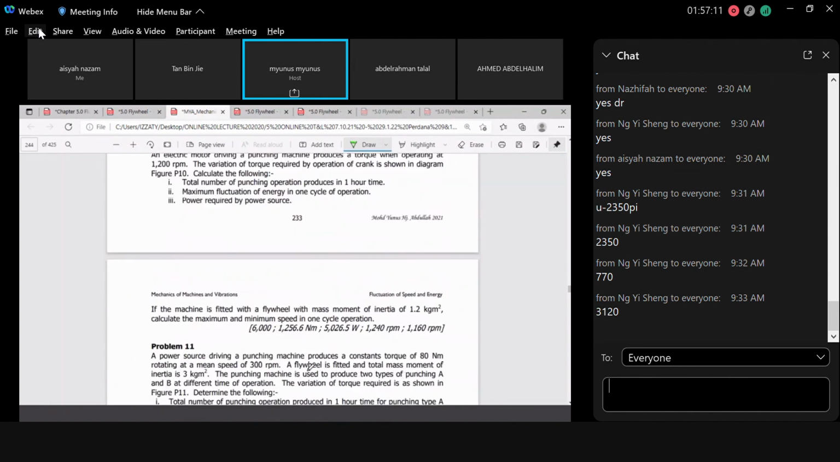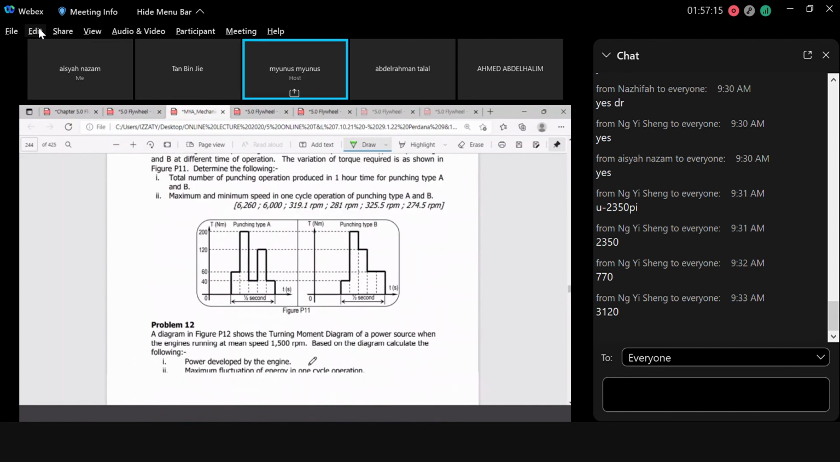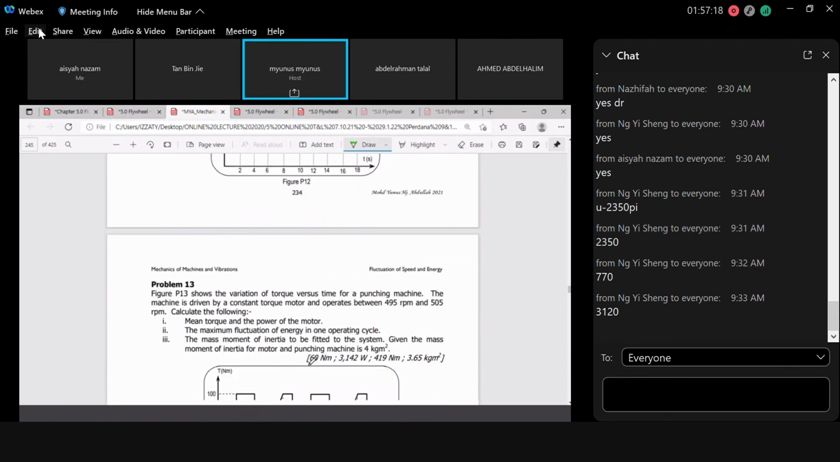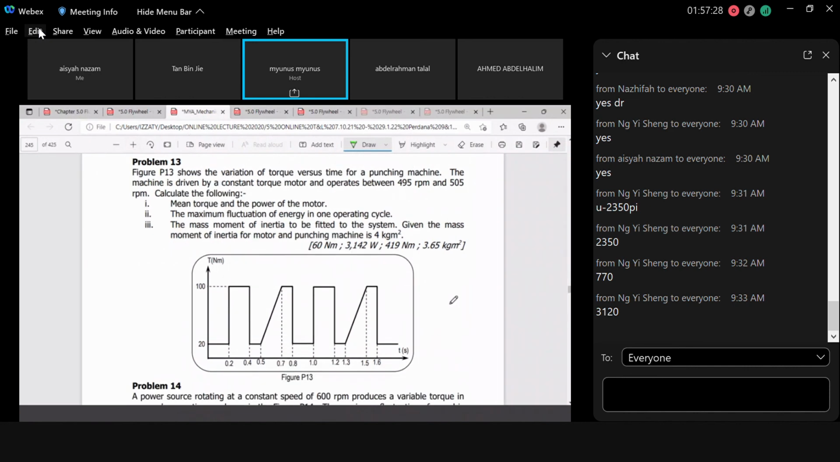Let me find the thing that is not common in this equation. Look at number 13. Could anyone tell me, before we do anything, by looking at the graph? We are talking about a punching machine.